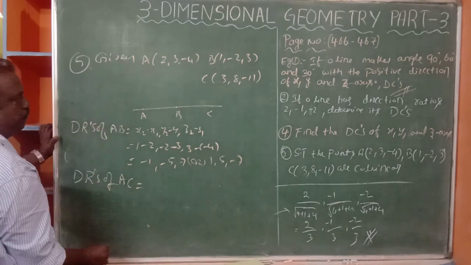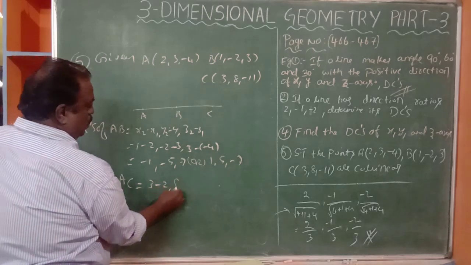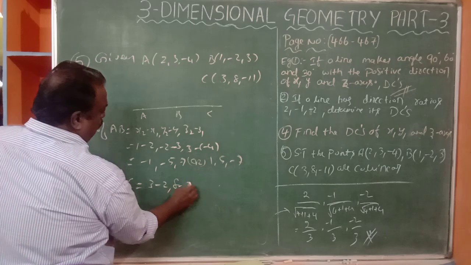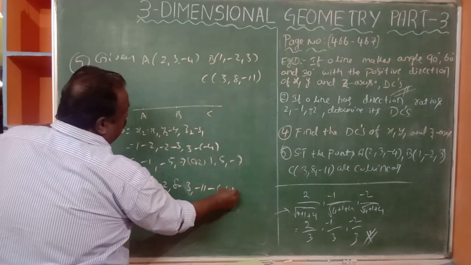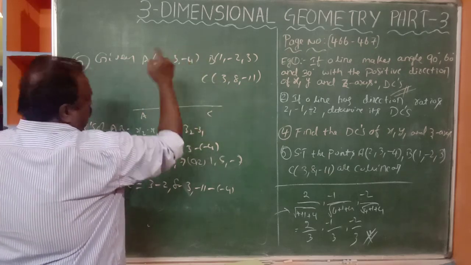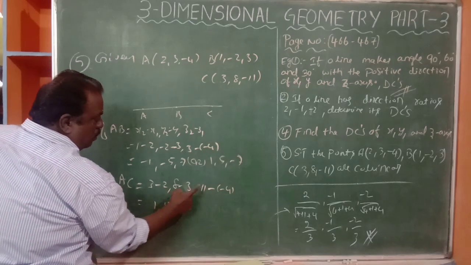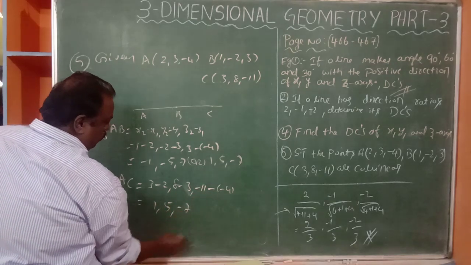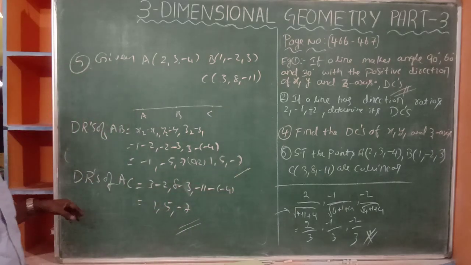Similarly, the DRs of AC we will take. A and C: 3 minus 2, 8 minus 3, -11 minus of minus 4. It is 1, 5, and -11 plus 4 is -7. They both are the same. The DRs of AB and AC are the same.